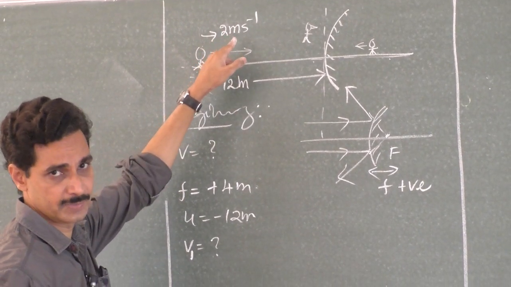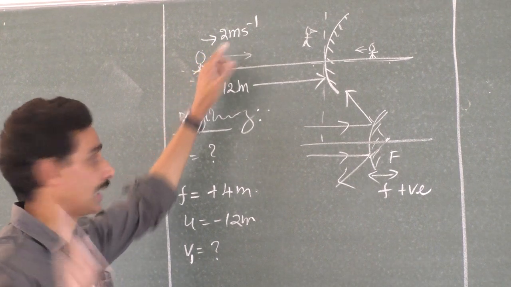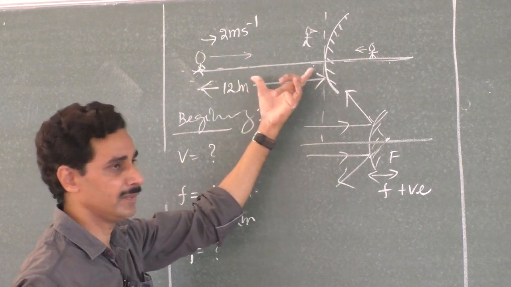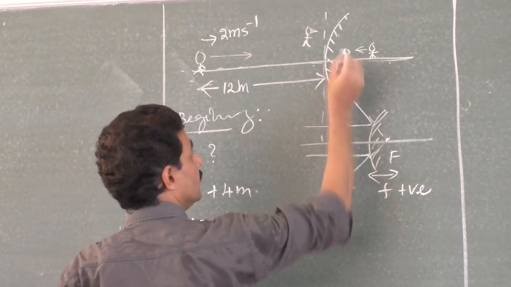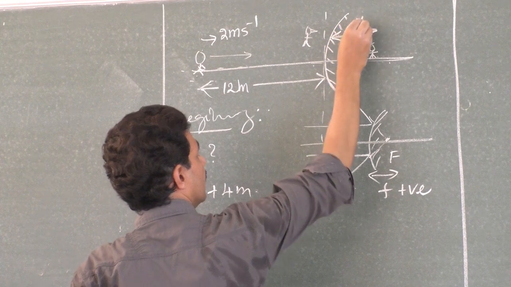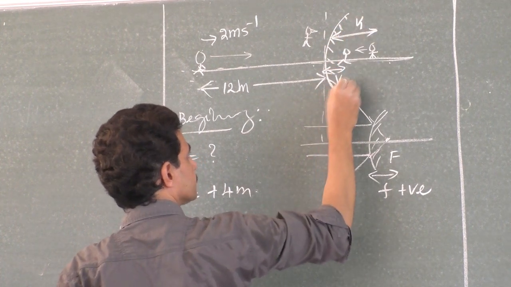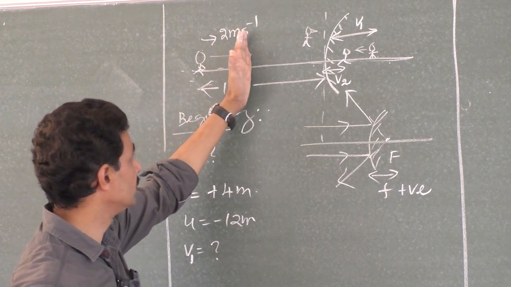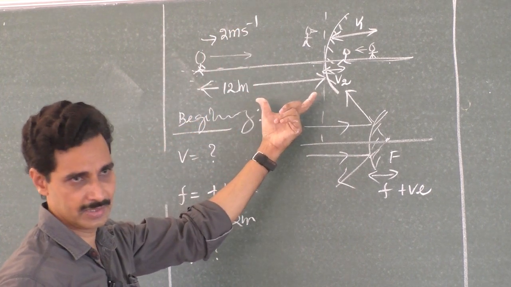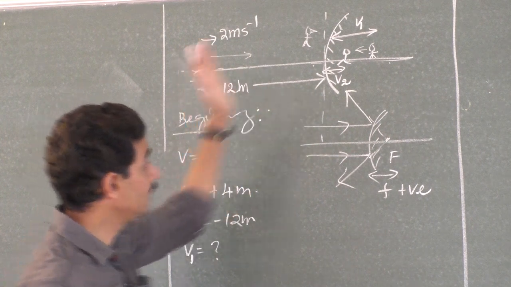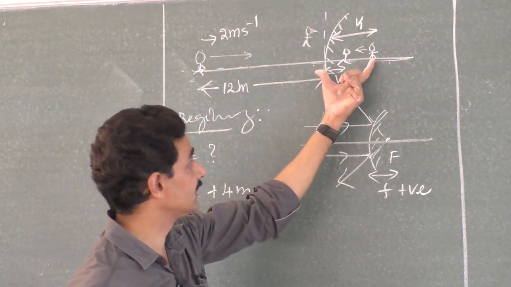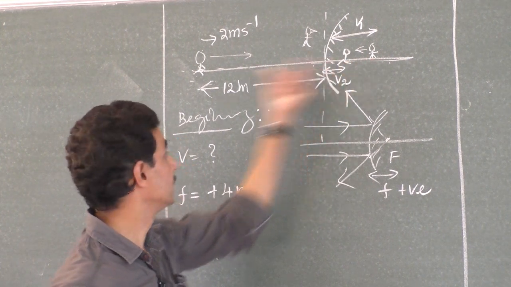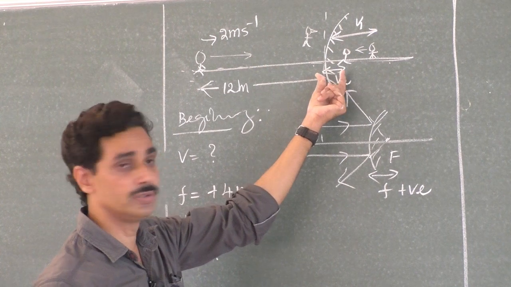His speed is 2 meters per second, so he will move by 2 meters in 1 second. After 1 second, his position will be 10 meters. When his position is 10 meters, where will be the image's new position? So this is V1 and this is V2. The new object distance is 10 meters, and the new image distance will be different. What is the new image distance?